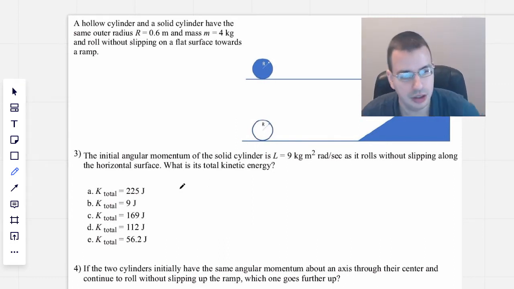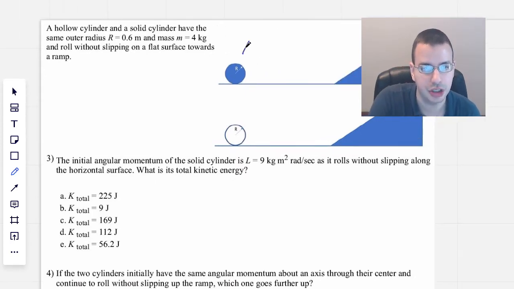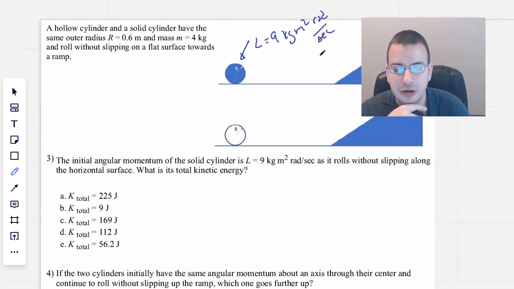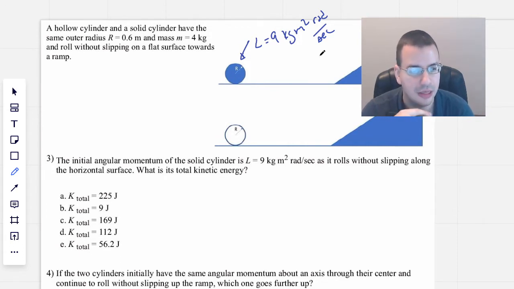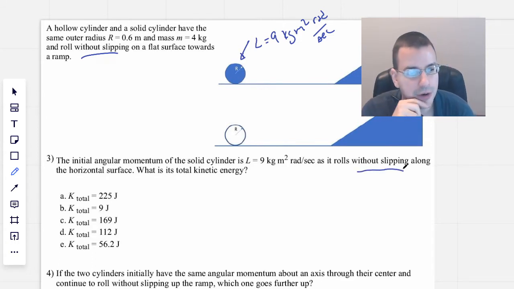The initial angular momentum of the solid cylinder, so this one right here, solid, is L equals 9 kilogram meters squared radians per second as it rolls without slipping along the horizontal surface, which I know because it says without slipping, but still important. What is its kinetic energy?